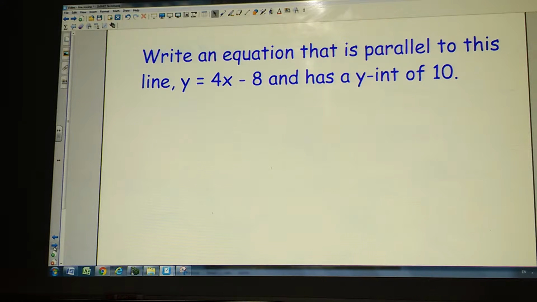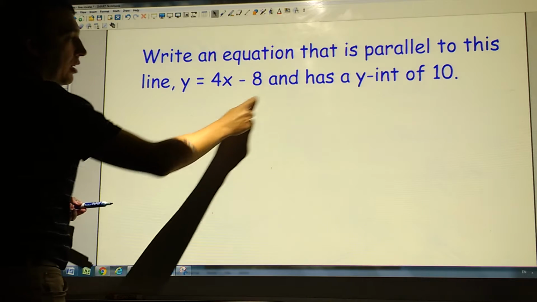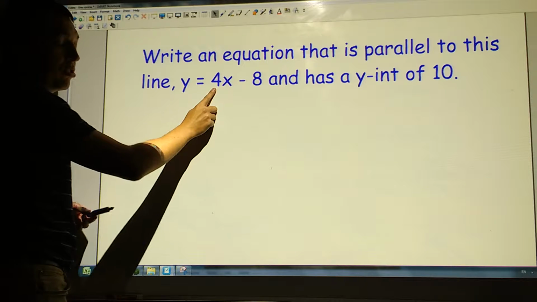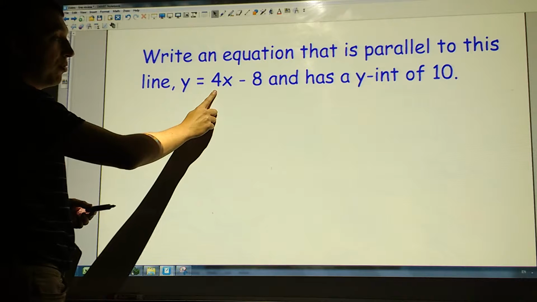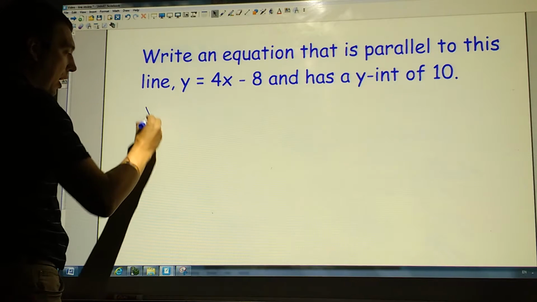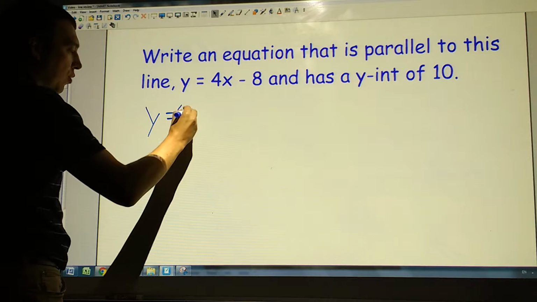Write an equation that is parallel to this line, y equals 4x minus 8, and has a y-intercept of 10. First, you need to remember from geometry that parallel lines have the same slope. The slope of this line is 4. So my new equation is also going to have a slope of 4. So it's going to be y equals 4x.